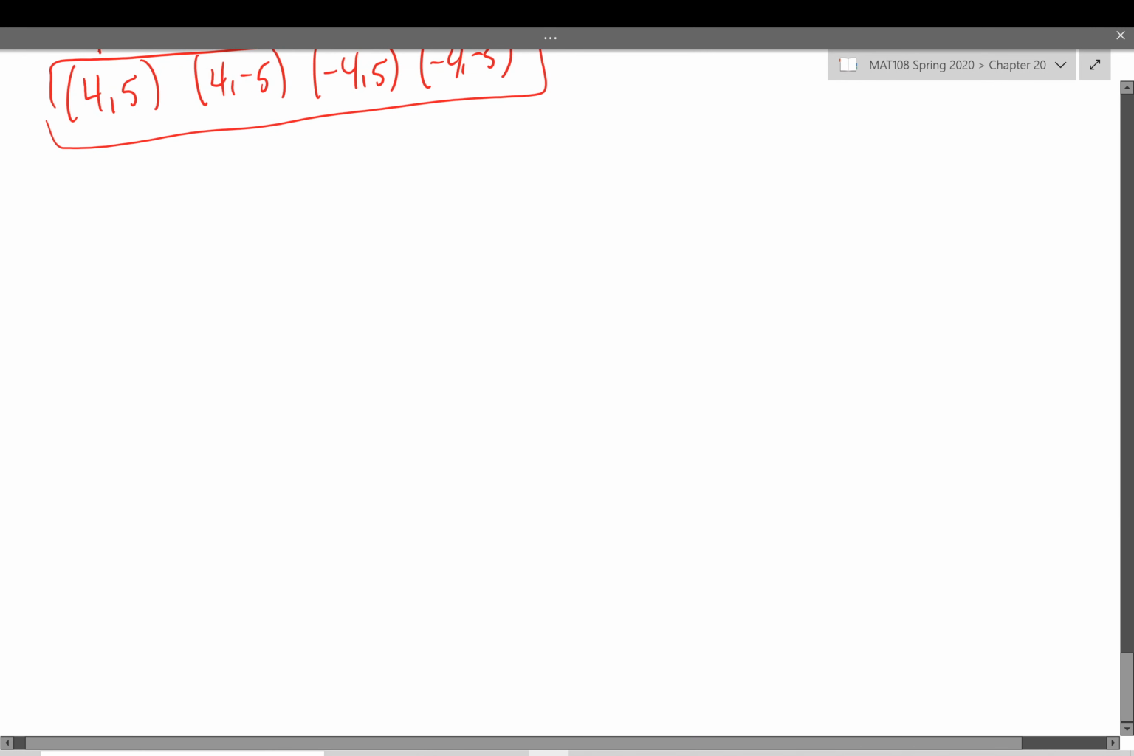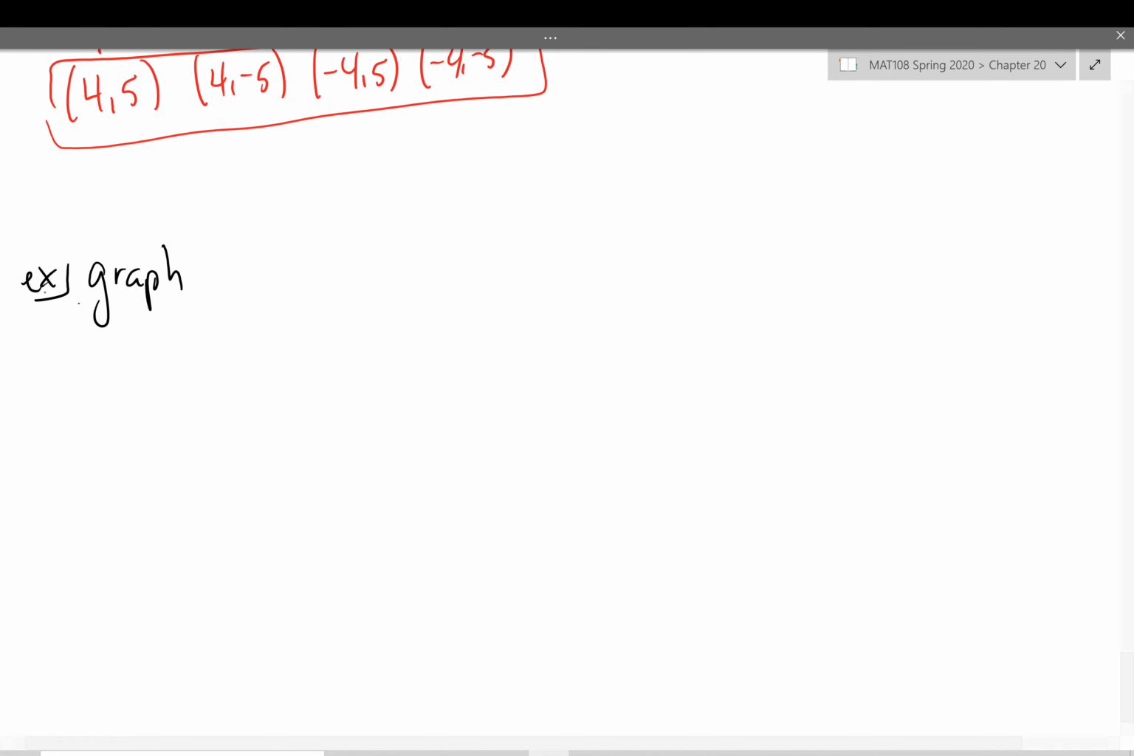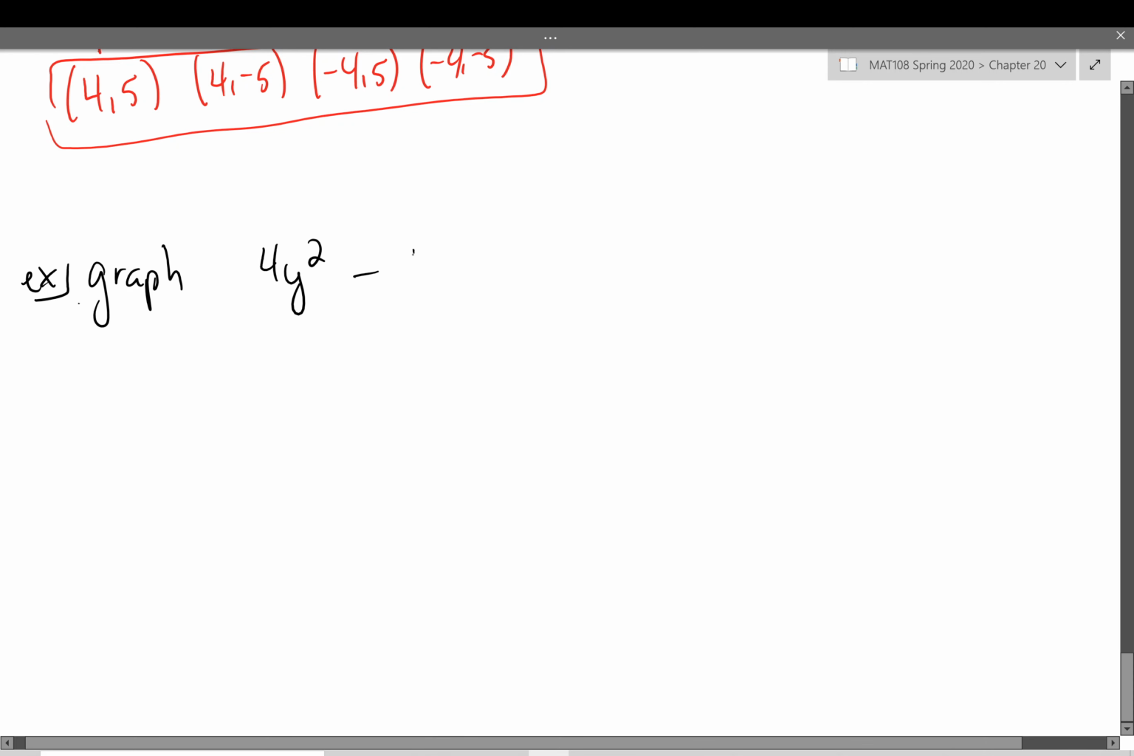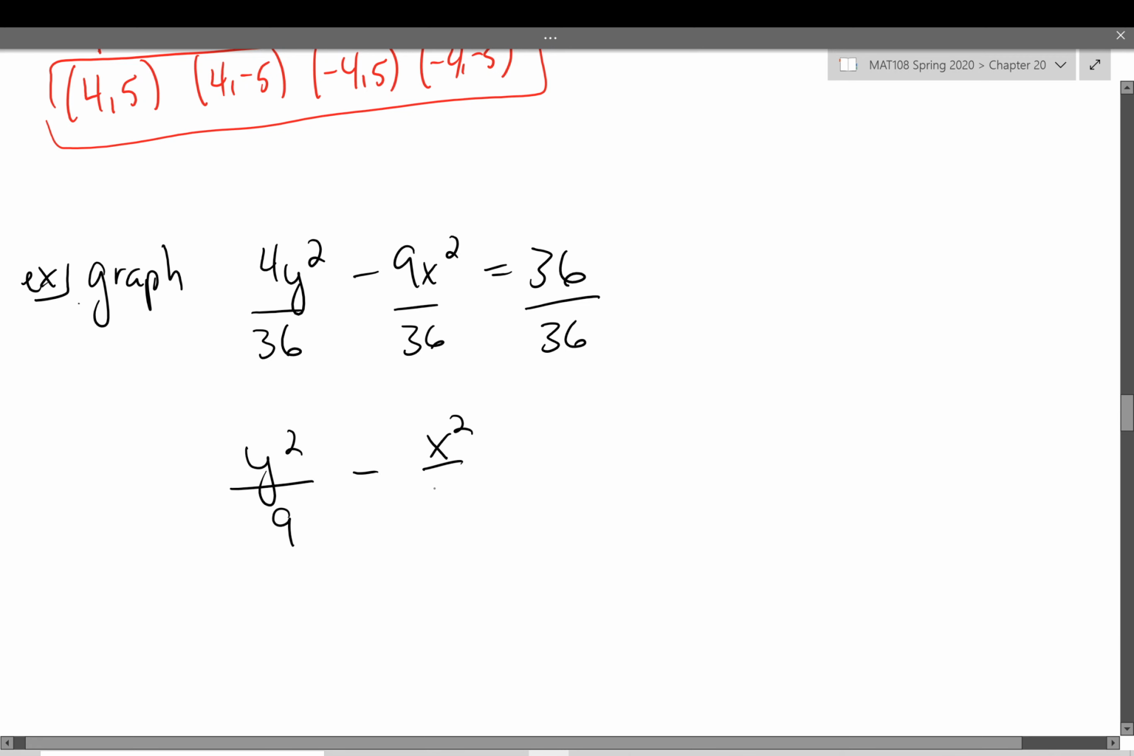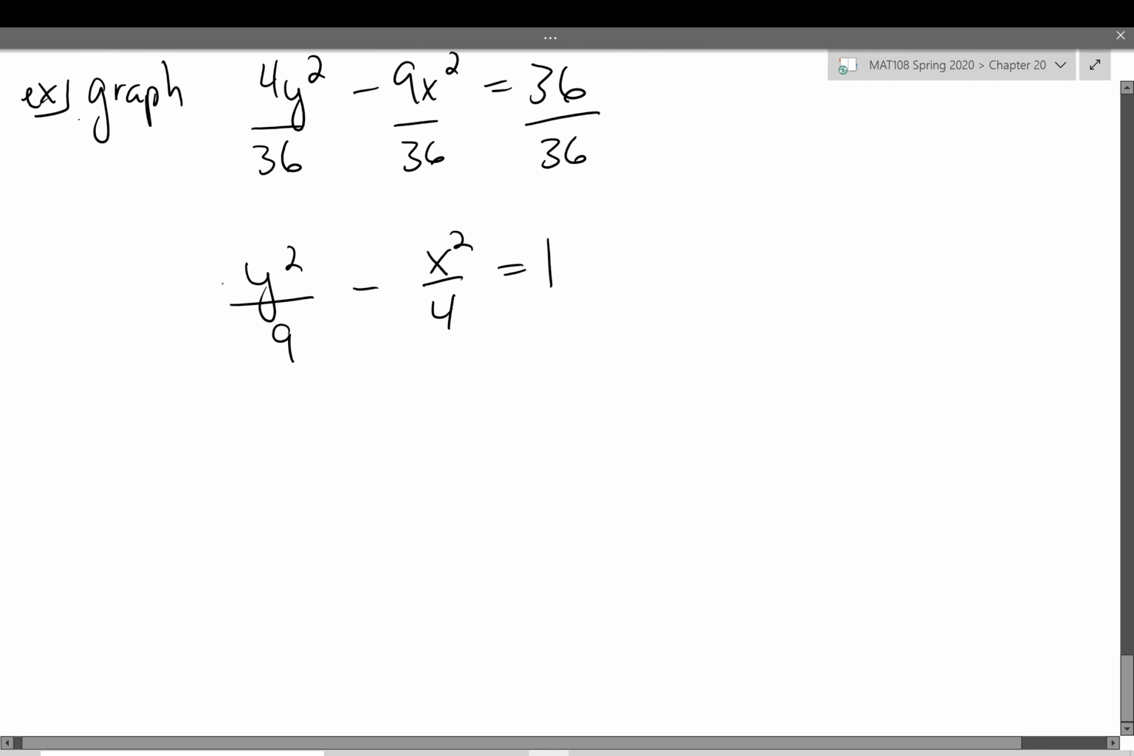Okay, let's look at another example. Now that we kind of see how everything fits together, this should go a little bit more smoothly now. All right, so let's graph 4y squared minus 9x squared equals 36. Okay, so once again, we're going to have to rewrite this. So let's divide everything by 36. That's going to give me y squared over 9 minus x squared over 4 equals 1. Okay? Since y squared over 9 is positive, this will open up and down.